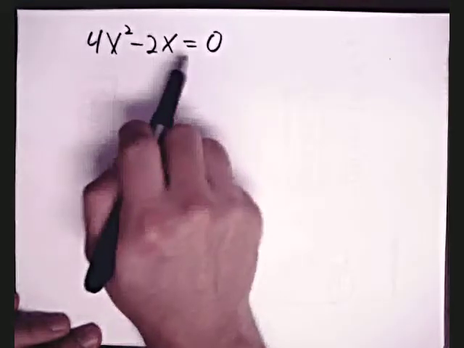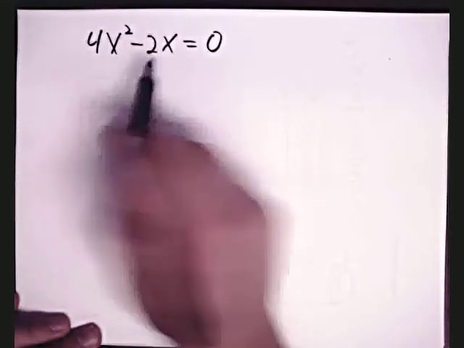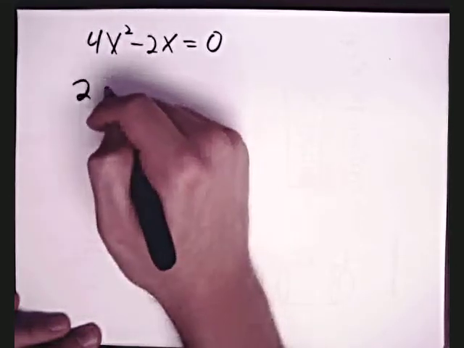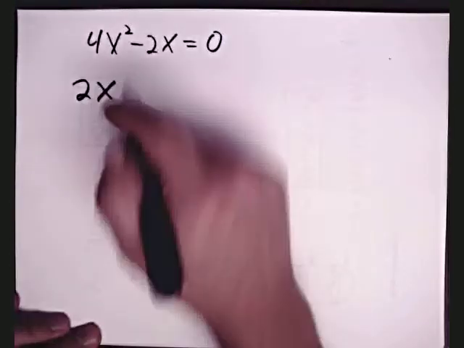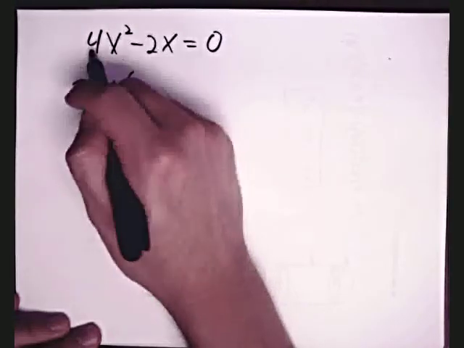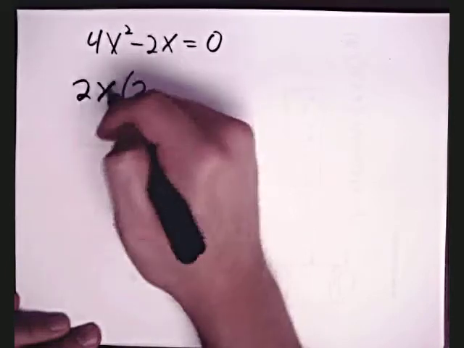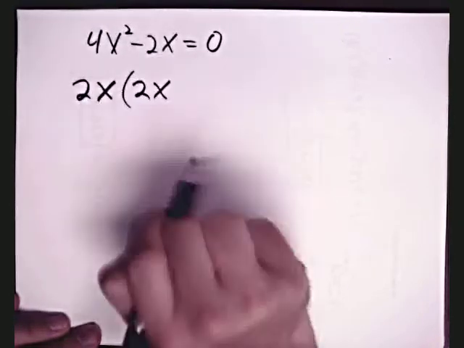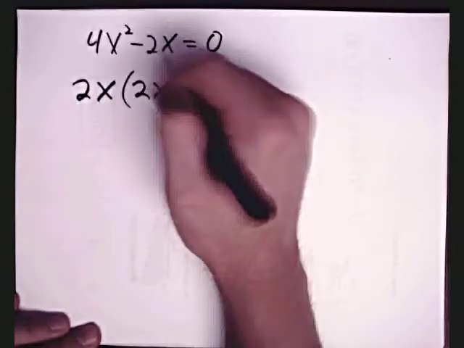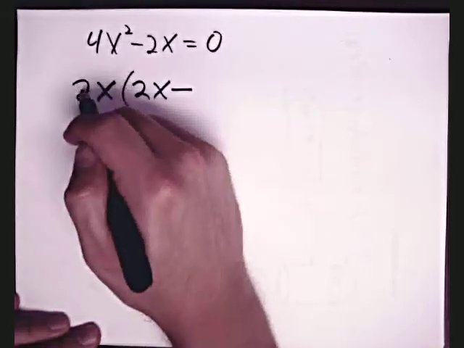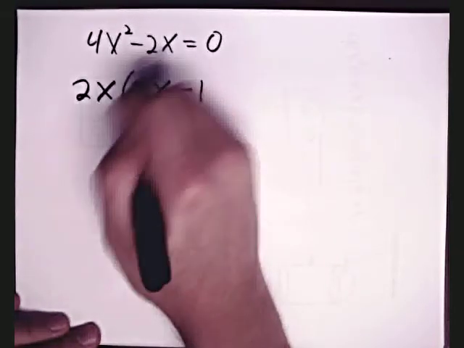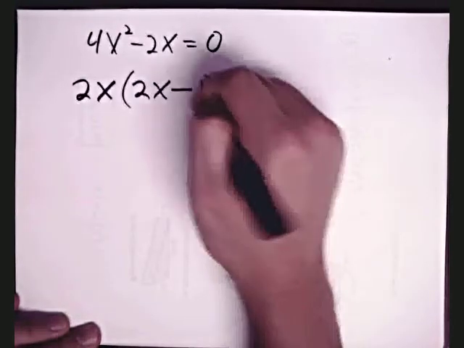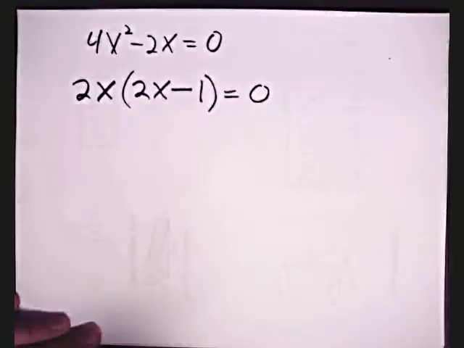So both of these have an x, and 4 and 2 are both divisible by 2. So I can factor out a 2x out of each of these. If we do that, 4 divided by 2 is 2, and if I factor x out of x squared, I'm left with an x. Minus 2 divided by 2 is 1, and if I factor x out of x, I don't have an x left anymore. So in this case, since there's no c term, using the greatest common factor will factor this completely. So step 3 now, apply the zero product property.